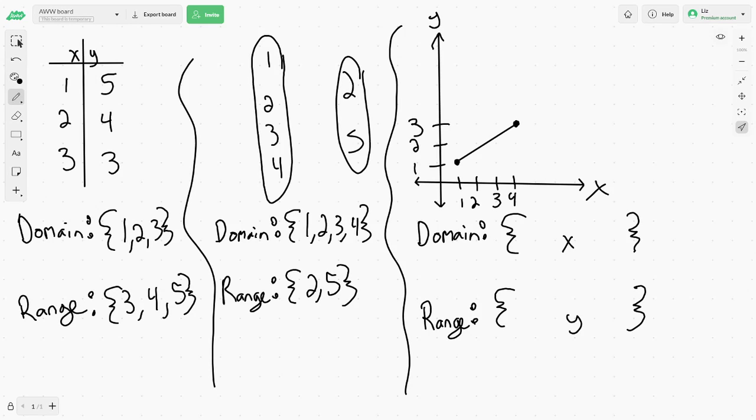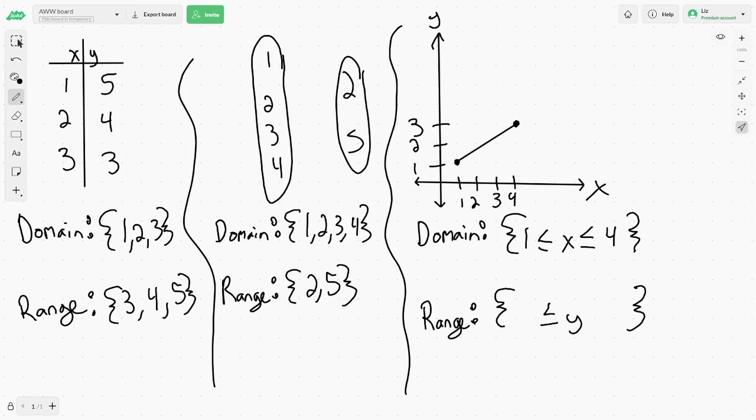So your domain starts at 1 and it ends at 4, right? But x can be anything in between. X can be 1.1, it can be 3.9. It could be 1, it could be 4. So x is going to be somewhere between 1 and 4. So 1 is less than or equal to x is less than or equal to 4. X is somewhere in between 1 and 4.